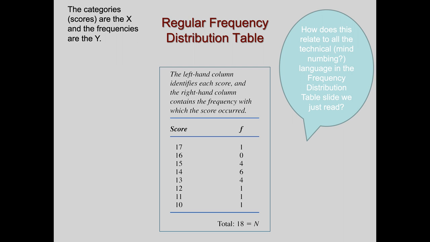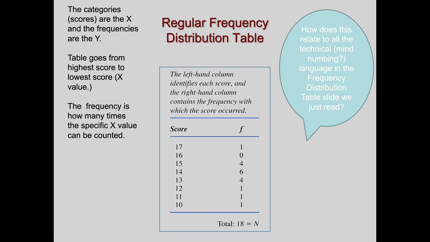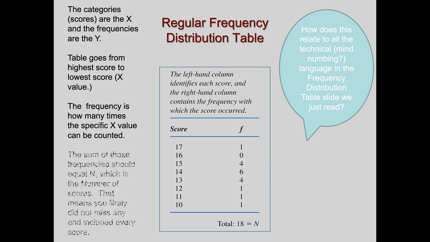And there's always an X and a Y. The scores are always the X. The Y is always the frequency. The table goes from the highest score to the lowest score. That's important. The highest score is 17, and it always goes down to the lowest score, 10. The frequency is how many times a specific X value occurred. Like when we counted in the chart before, and we said there were 4 15s, 0 16s, and 1 17. So I'm putting that into the table.